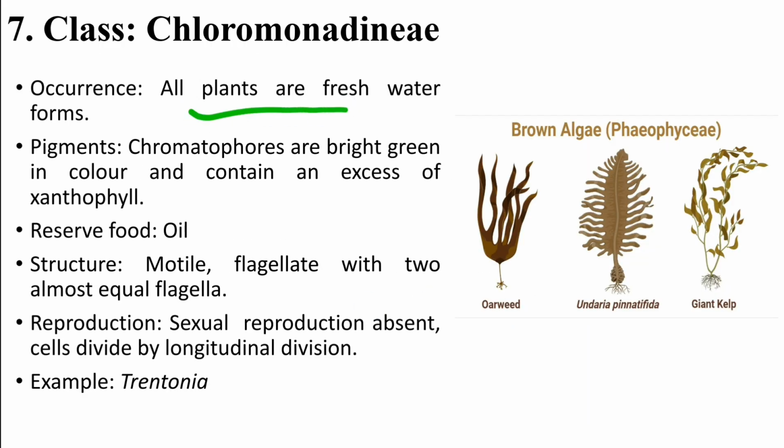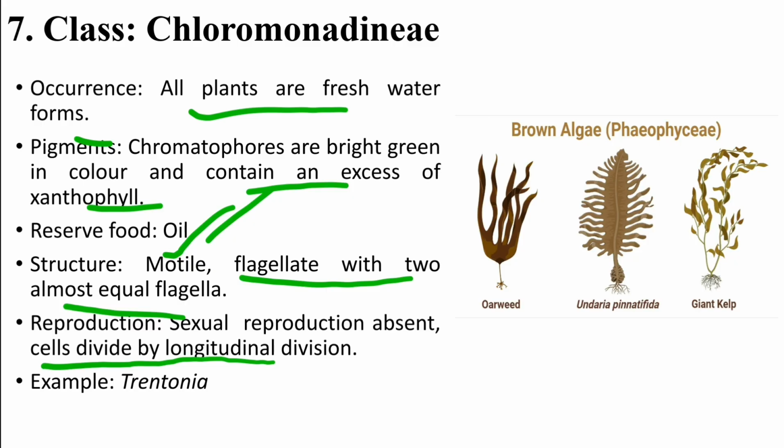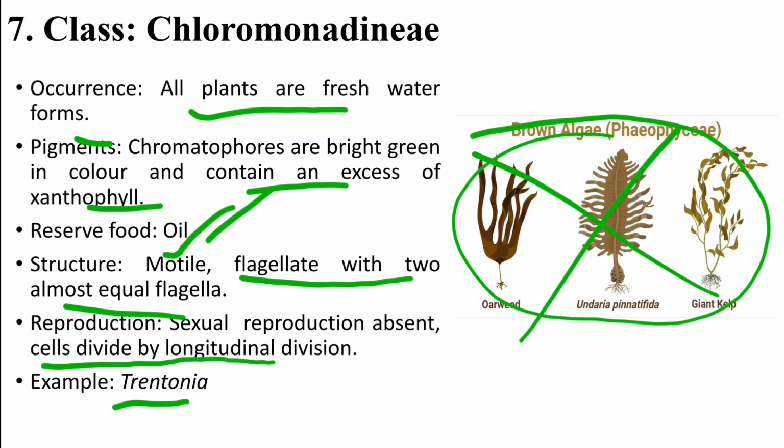Chloromonadineae. All plants, that means thallus, are freshwater forms. Chromatophores are bright green in color and contain an excess of xanthophyll. Reserve food material is oil. They are motile, flagellate with two equal flagella. Sexual reproduction is absent. Cells divide by longitudinal division. And example, Trentonia.